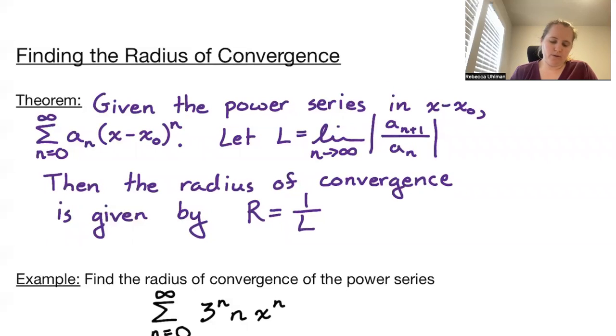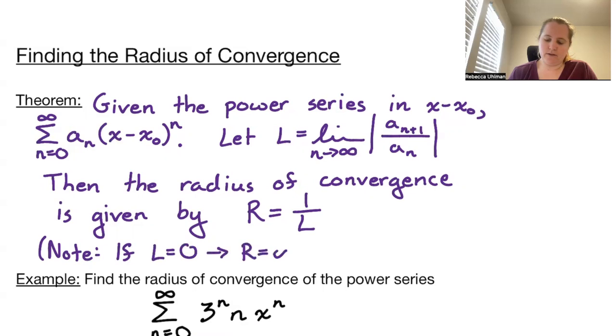Just a quick note, if L is 0, then our radius of convergence is considered to be infinite. Similarly, if L is infinite, then our radius of convergence is 0.